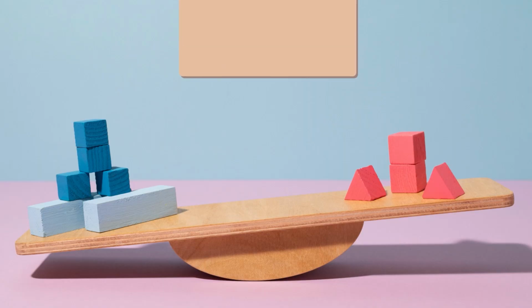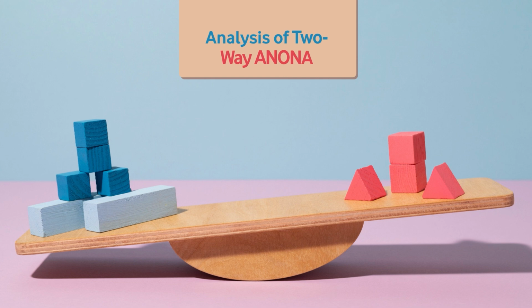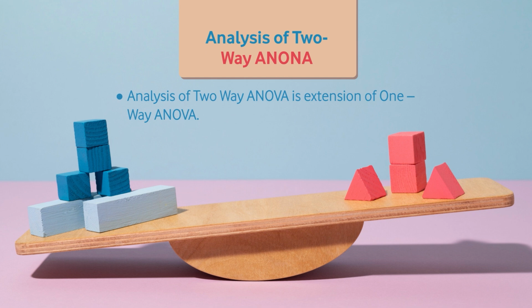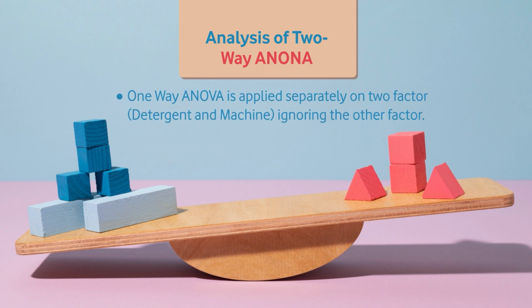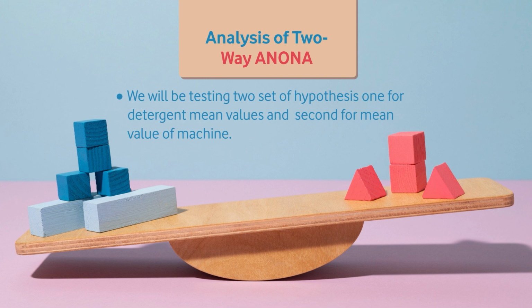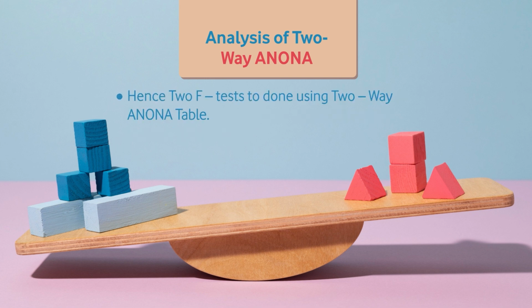The technique which you are going to use is called two-way analysis of variance, or two-way ANOVA. Two-way ANOVA is just an extension of one-way ANOVA. One-way ANOVA is applied separately on the 2 factors. So the one-way ANOVA technique will be applied on detergent once, and then it will be applied on the machine. Then we will test 2 hypotheses, one for the detergent mean value and the second for the mean value of the machine. Hence we will have 2 F tests to be done using two-way ANOVA.